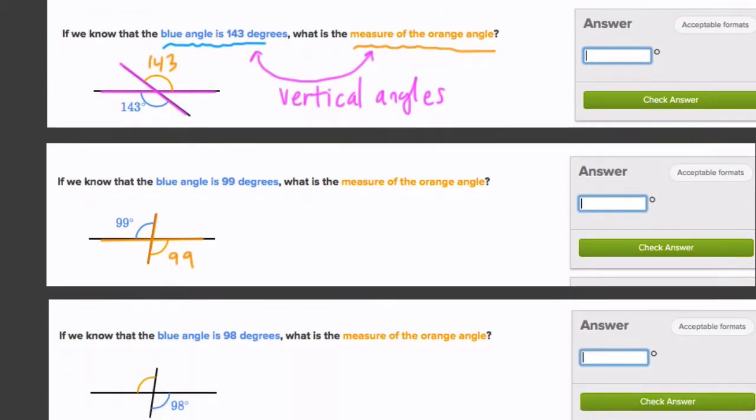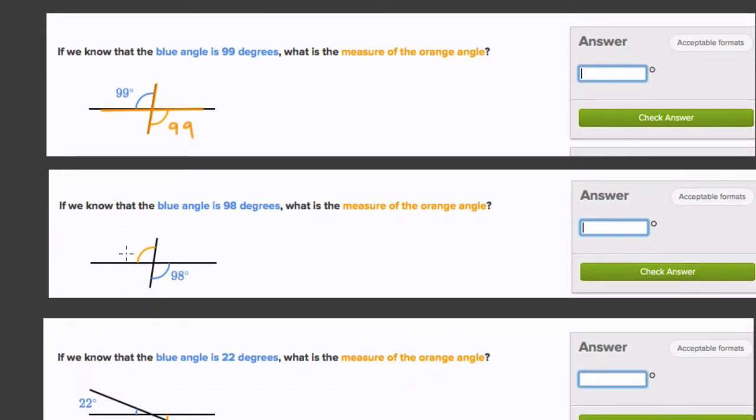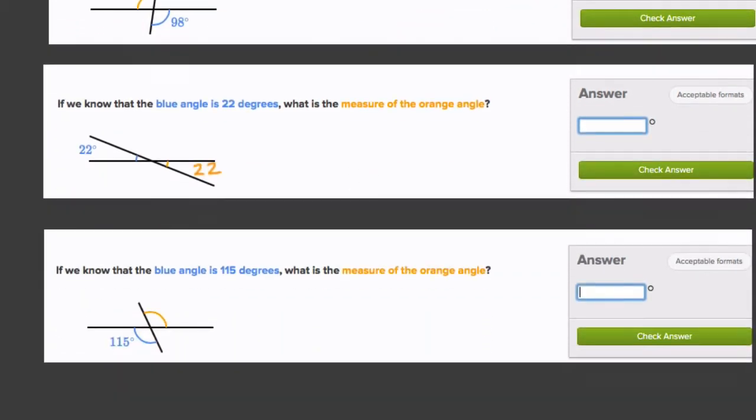And in every case, no matter how extreme the crossing of the lines, if the blue angle is 98 degrees, the orange must be the same. And this 22-degree angle here, even though it's much smaller, has a vertical angle here that's exactly the same. And the final example we have is 115 degrees, so we write 115.